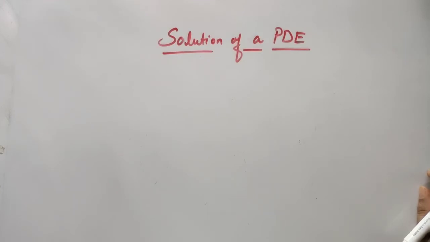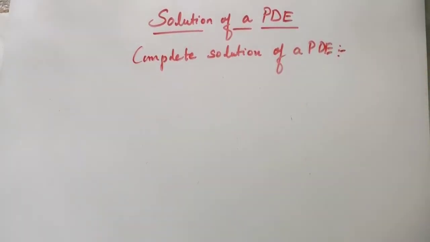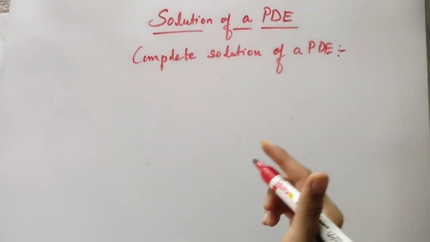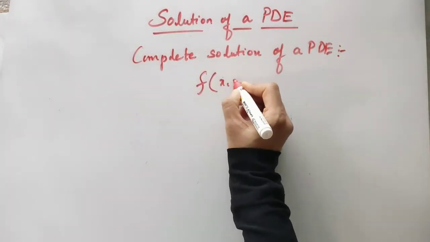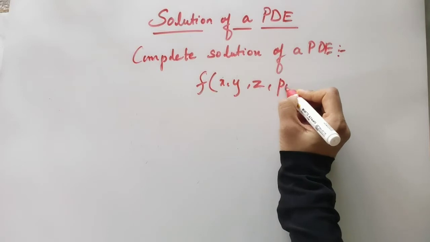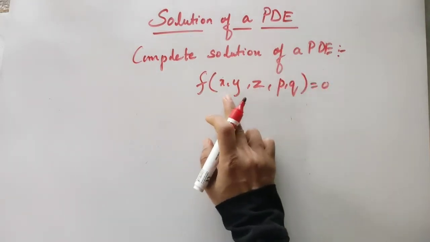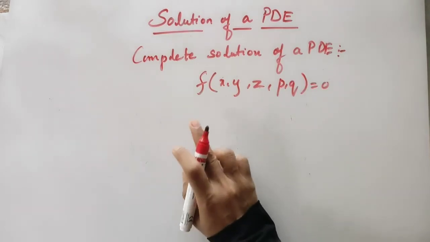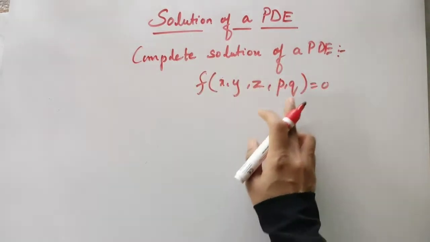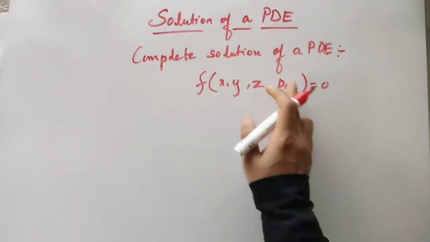Now let's understand what is a complete solution of a PDE. Any relation given like this to you is a PDE, say f of x, y, z, p, q, where p and q are the partial derivatives of z with respect to x and y respectively. You know it very well. This is the general form I am just taking for you. So how do you get the solution of this?